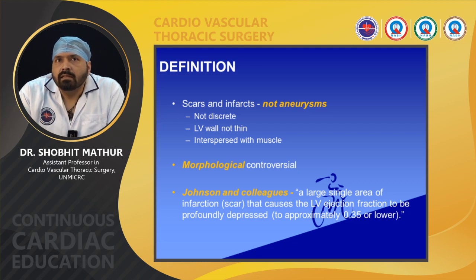Johnson and colleagues came up with an easier and better understandable physiological and echocardiographic definition of aneurysm that says a large single area of infarction scar that causes the LV ejection fraction to be profoundly depressed to 35% or lower. A large single area of infarction or scar that causes the EF to go below 35%. Scars and infarcts are not aneurysm. This is one thing to remember from this slide.